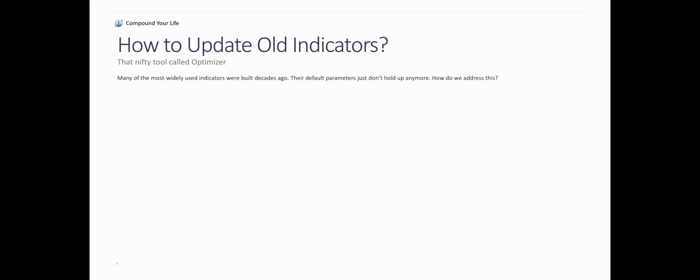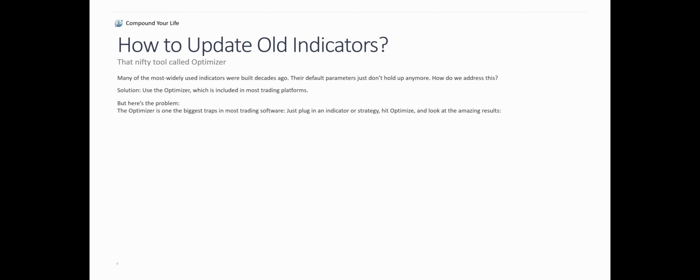So one of the other challenges with indicators is that some of them were developed a long time ago, and those default recommended parameters just don't hold up. One way that we can update them is to use the optimizer, which essentially says, okay, what would have been the most optimal settings to use for, say, the past 5 years, or the past 10 years? That's a way that you can get those parameters up to date.